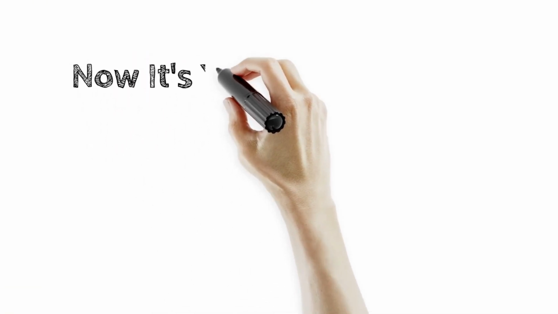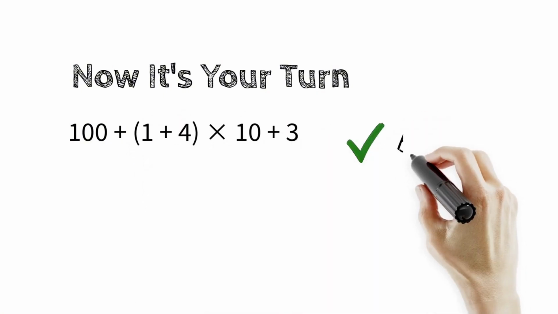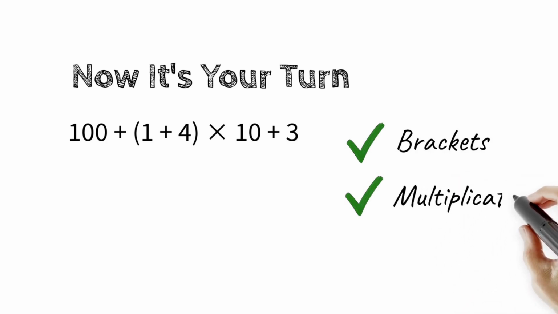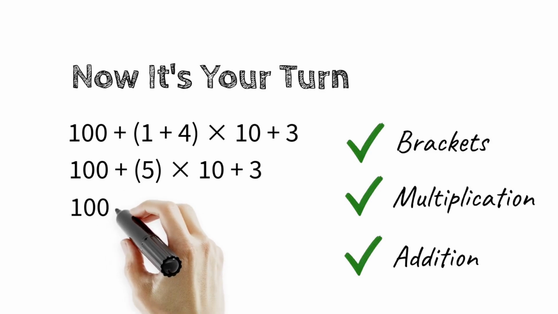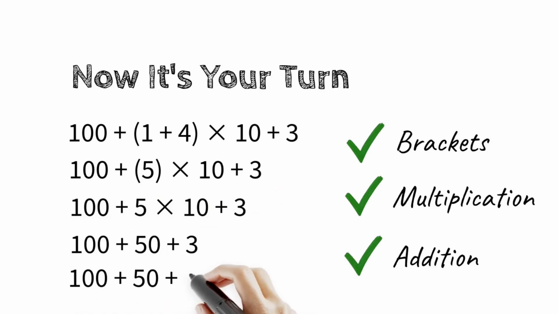Now it's your turn. What is 100 plus open brackets, 1 plus 4 close brackets, multiplied by 10 plus 3? Do the brackets first, then the multiplication. After that, do the addition. Let's work through the question together, calculating the brackets, multiplication and addition. So the answer is 153. Did you get it right?